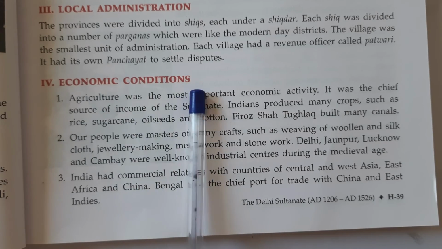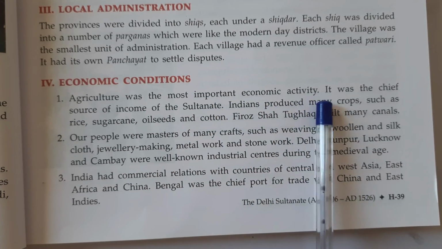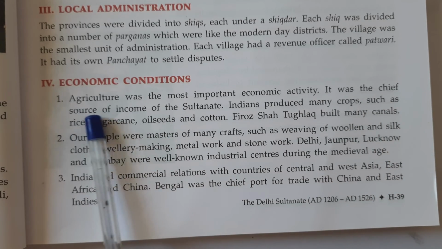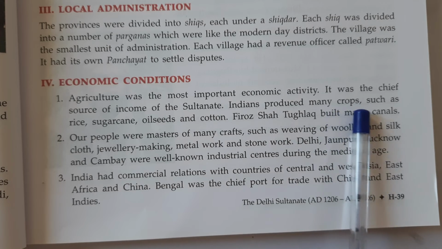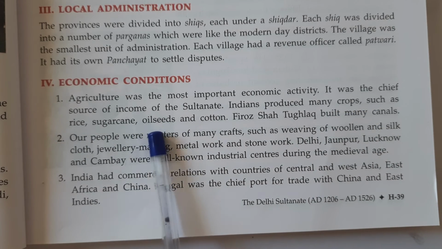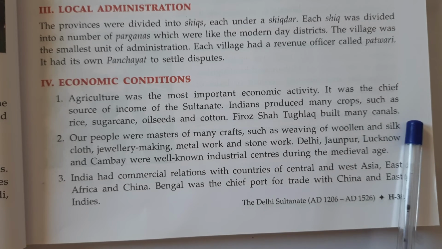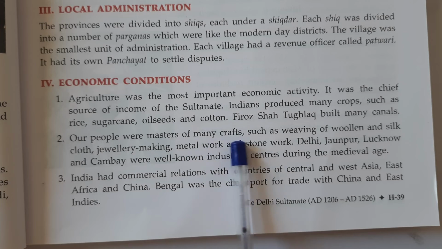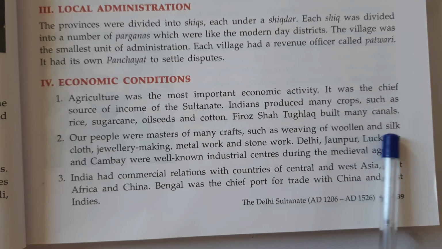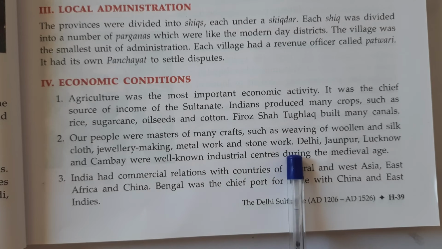Economic conditions. Agriculture was the most important economic activity. It was the chief source of income of the Sultanate. Indians produced many crops such as rice, sugarcane, oilseeds, and cotton. Firoz Shah Tughlaq built many canals. Our people were masters of many crafts such as weaving of woolen and silk cloth, jewelry making, metalwork, and stonework.